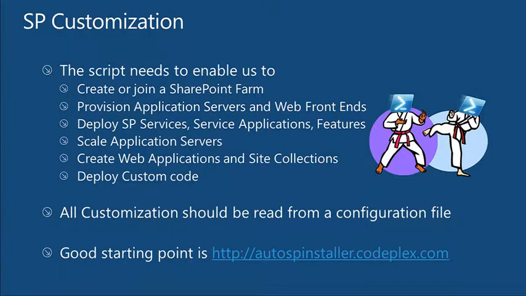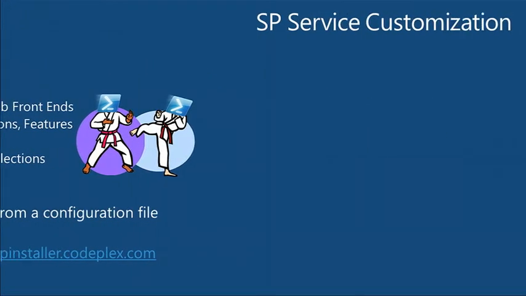Anyway, so you can go to autospinstaller.codeplex.com, download AutoSPInstaller, and that actually gives you a script that lets you create a full SharePoint farm. It also gives you an XML file that you can configure, and the SharePoint installation will be based on that configuration file. So from that point on, all we really need to do is, first of all, find a way to push all the script into the service instance, and we need to find a way to configure the XML file.